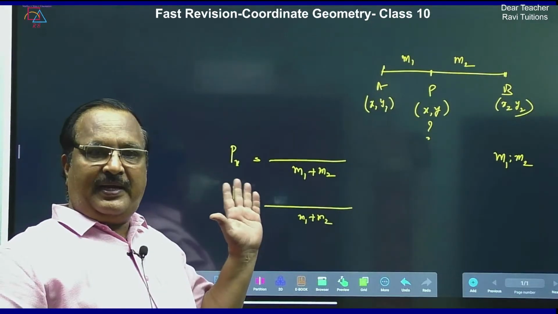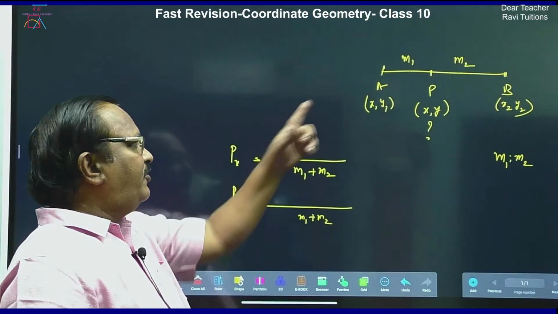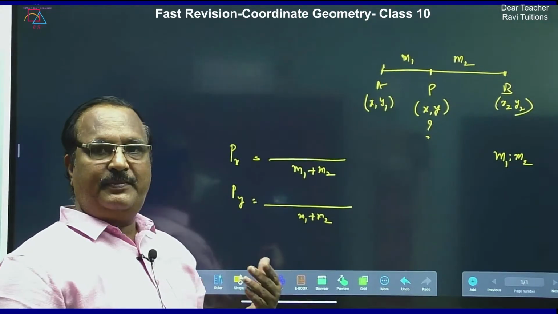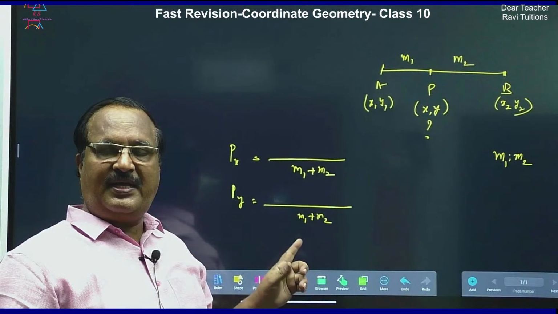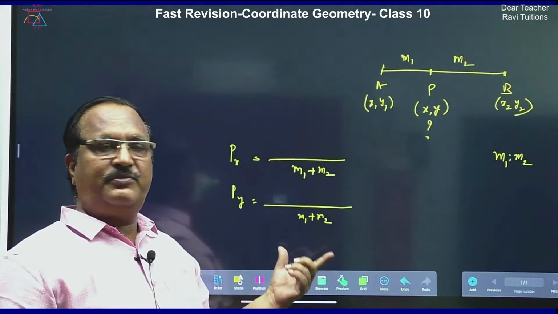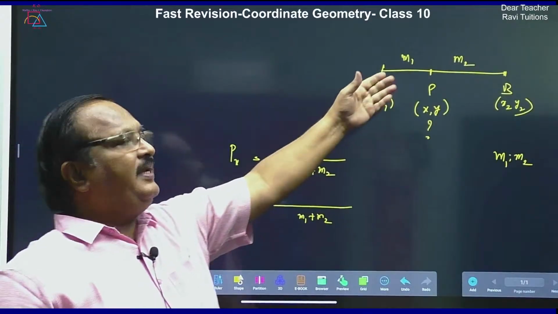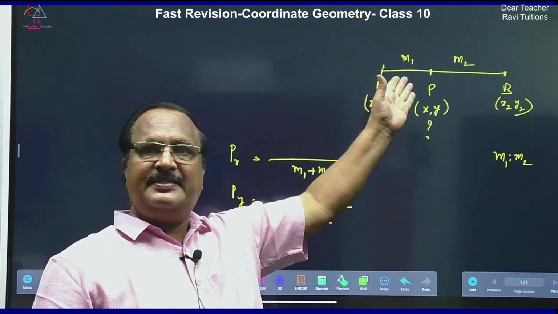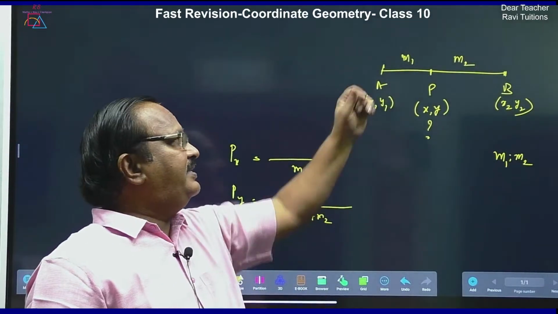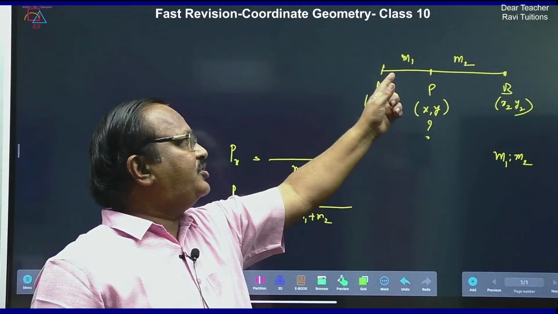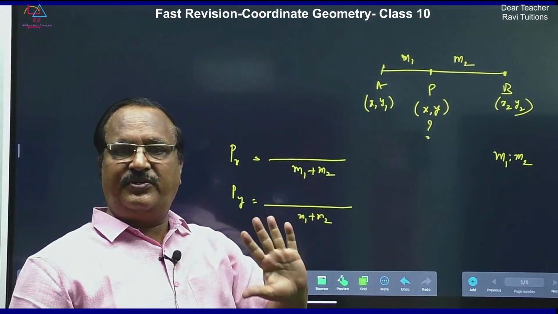I am writing separately the x coordinate of p and y coordinate of p. First I have written the denominator, m1 plus m2. If it is m is to n, you write m plus n. If it is h k, you write h plus k, whatever, don't worry.